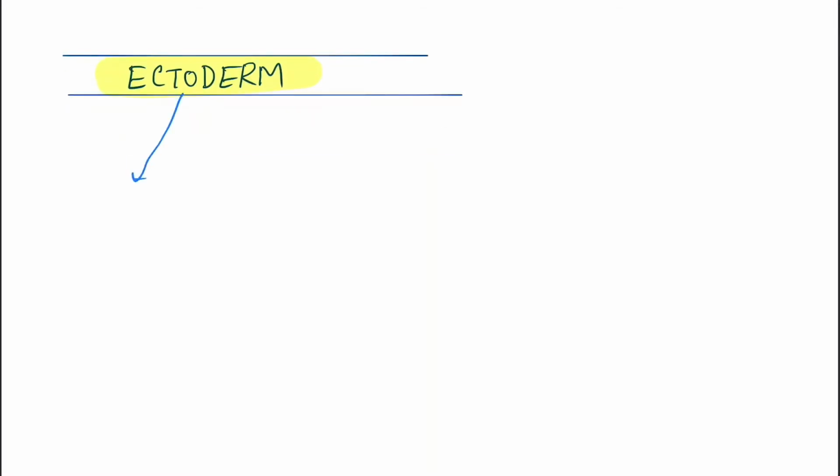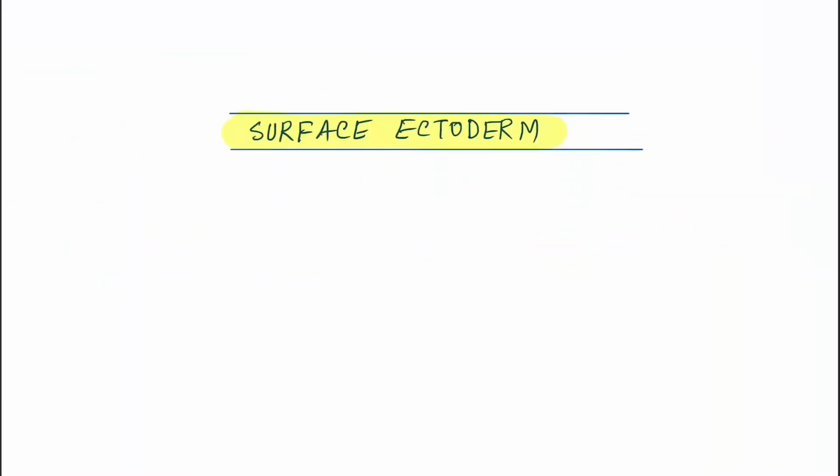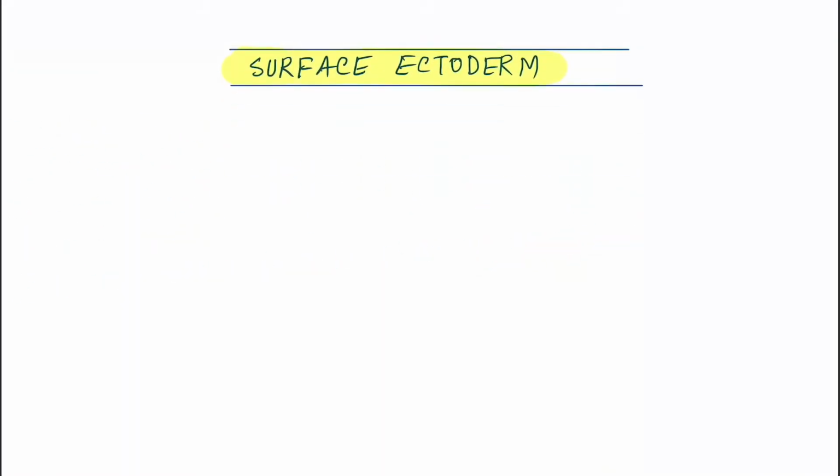So ectoderm at first forms surface ectoderm, neuroectoderm, and another one is the neural crest cells. Then they will form different tissues. So let's see one by one. So first we'll see about the surface ectoderm.